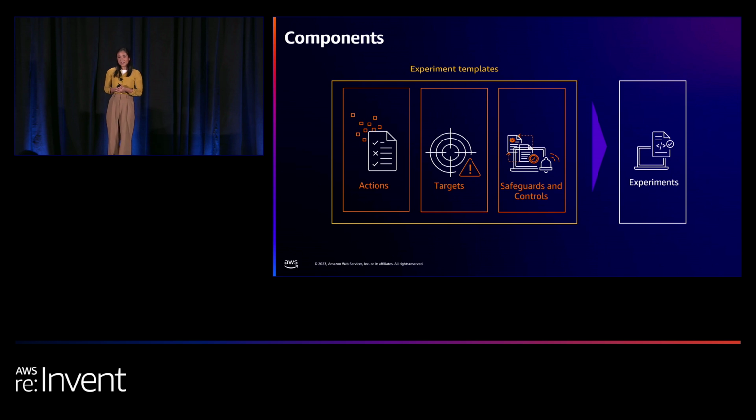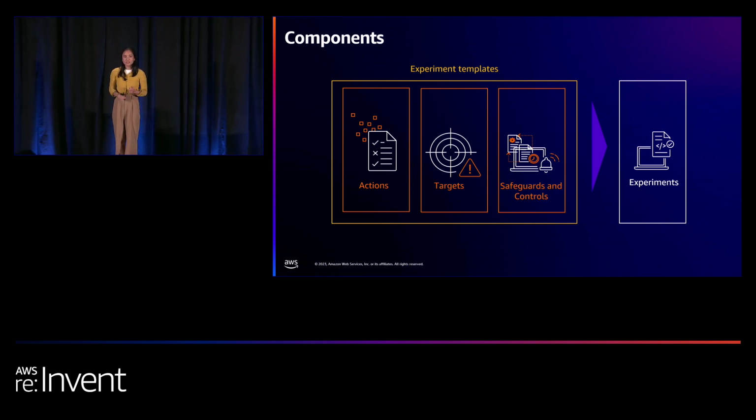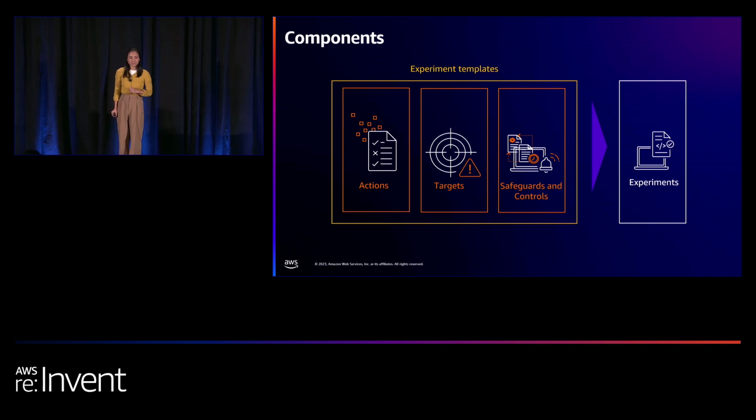To start, to use FIS, you start with an experiment template that you set up, and when you run it, this creates an experiment. You can run an experiment template as many times as you want. Now, to set up the experiment template, you need to define a few key things. First are actions and targets. Actions are the actual faults you're injecting, while targets are the resources you're injecting the faults into.